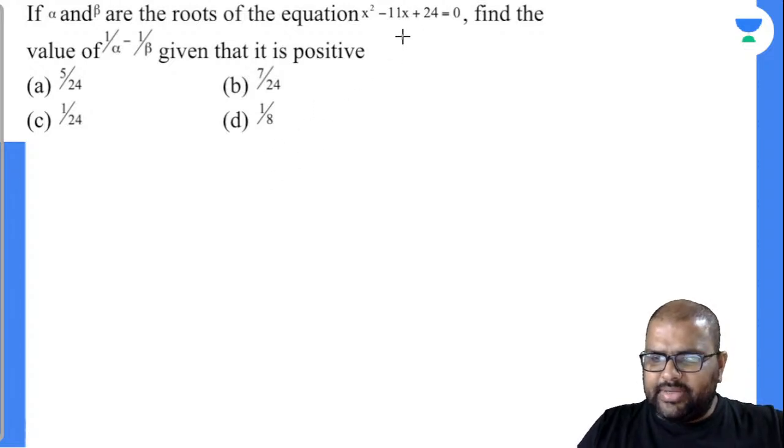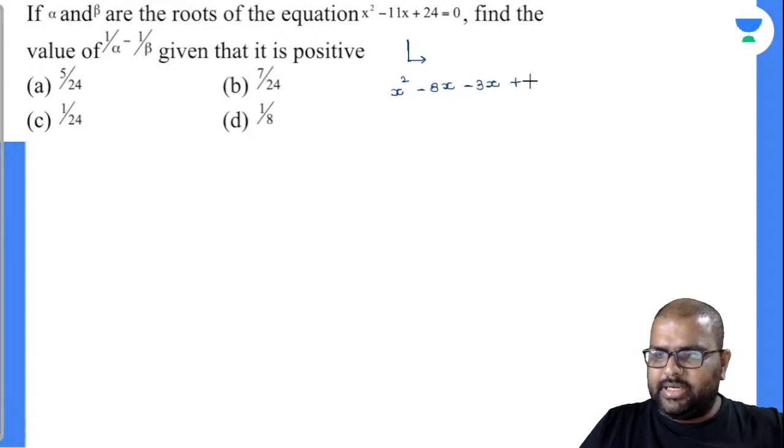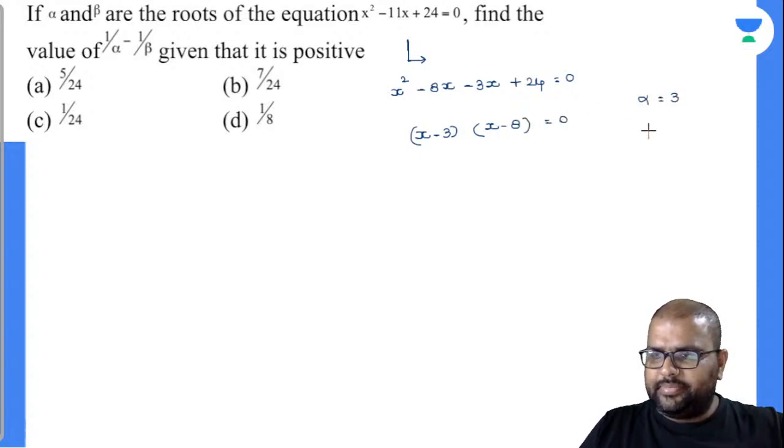So this is the equation there. Is this a normal equation? Yes, you can do it by factorization. 6 4s are 24, will it work out? 8 3s are 24, will work out. So it is positive. x square minus 8x minus 3x will be 11x, minus 8 into minus 3 will be 24, is equal to 0. So the roots will be x minus 3 into x minus 8, so x is equal to 3 or 8. Your alpha is 3, your beta is 8.